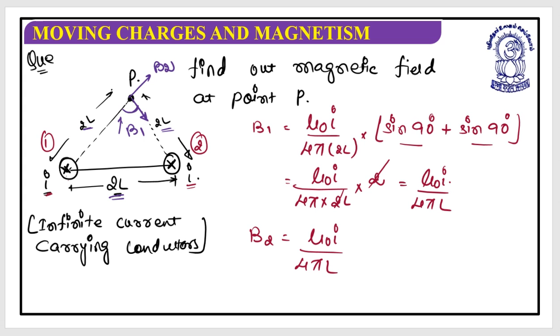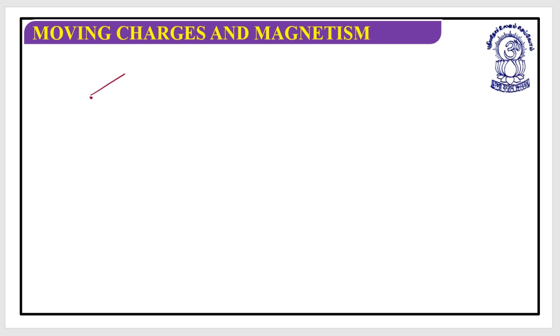So this angle must be 60 degrees, and if it is 60 degrees, this should be 120 degrees. Is it clear? So we have two vectors. They have been aligned with an angle of 120 degrees, something like this.